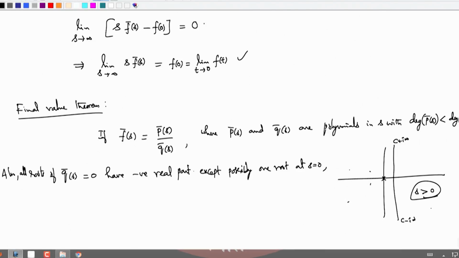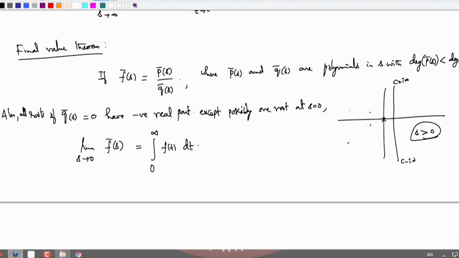So that finally what you want is this limit of f bar of s as s goes to 0, because this f bar of s has all the poles, which are the roots of q bar of s, on the negative side. So, f bar of s is well defined on the positive side, so I can take the limit s goes to 0. So, what you get is the integral 0 to infinity f of t dt.